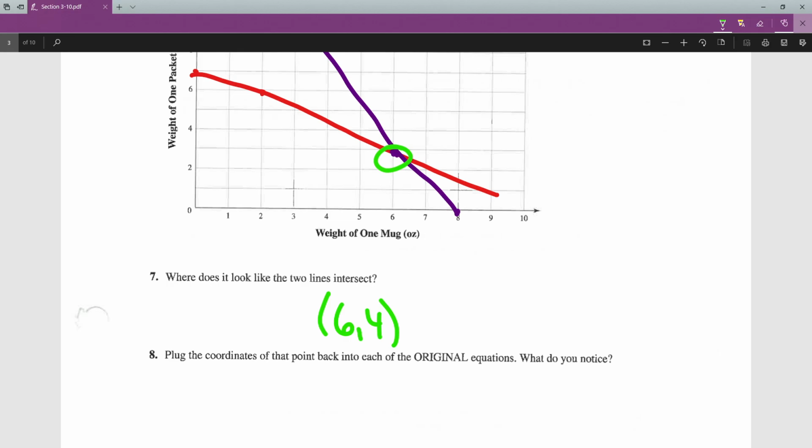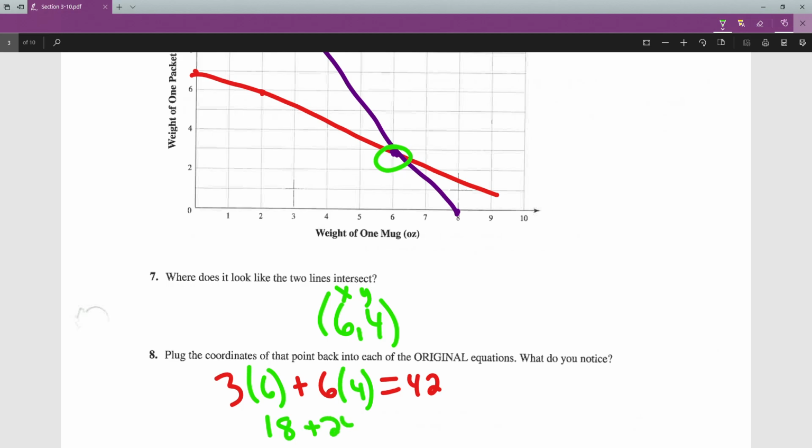Let's plug those into both equations and see what happens. So my red equation was originally 3 times x plus 6 times y equals 42. Put my green answer in and see how this works. In place of x, I'm putting 6. In place of y, I'm putting 4. That's coming from the point we found up here. First value is x, second value is y. I get 18 plus 24 equals 42. Does that work? Yes, 18 plus 24 is indeed 42. So it does work in the first equation.